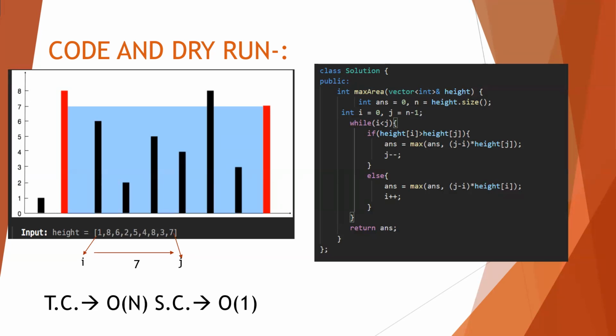So what's the time complexity and the space complexity? Time complexity is O of n, as we are looping through the whole array, and space complexity is O of 1. So yeah guys, this was all from this question.